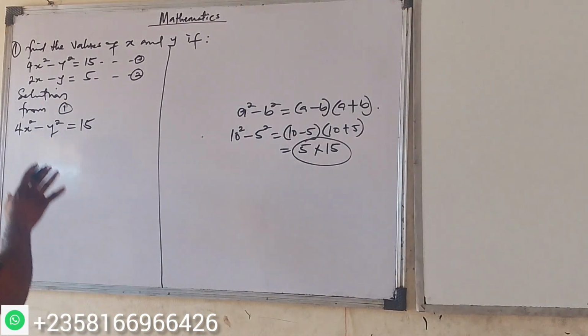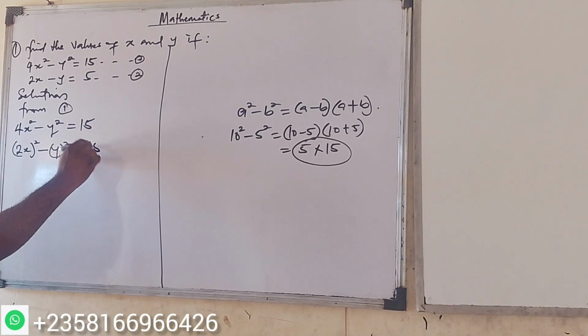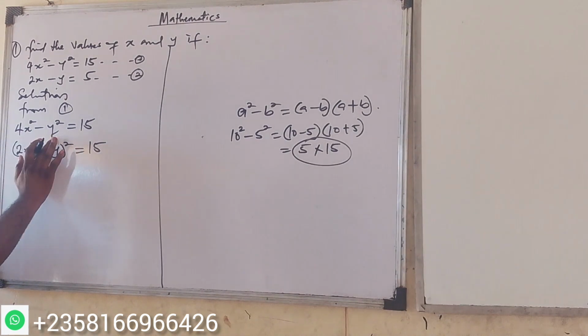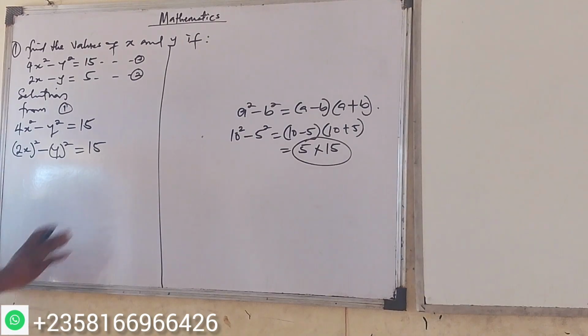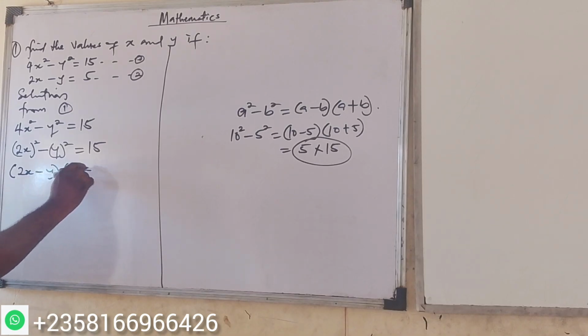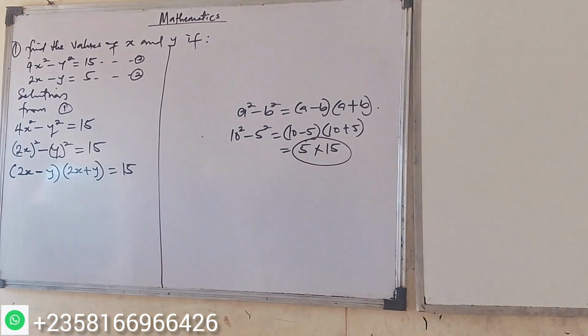So this is the same thing as saying 2x all squared minus y squared is equal to 15. This 2x all squared is the same as 4x squared. Applying the difference of two squares here, the whole of this now will be 2x minus y in bracket 2x plus y is equal to 15.